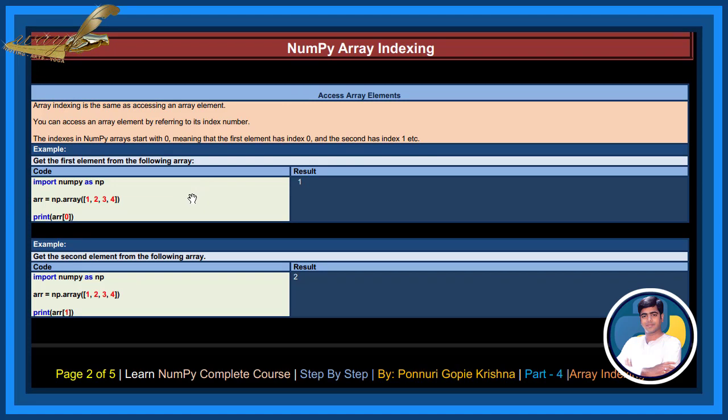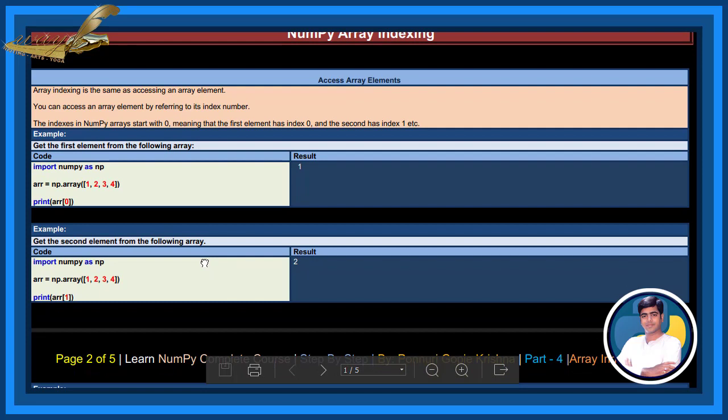See example: get the first element from the following array. If we execute the code by giving 0, the result is 1. See the second example: get the second element from the following array. If we give 1, the 2 is printed here, the result is 2.